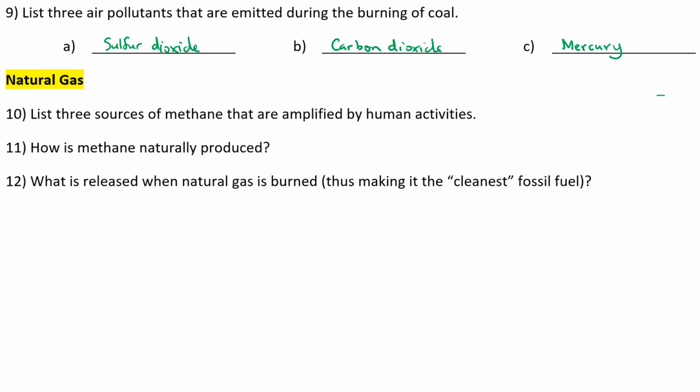10. List 3 sources of methane that are amplified by human activities. So, animal agriculture. Remember, those cows' digestive systems, breaking down that food creates methane. Landfills, anaerobic decomposition. Again, without oxygen, creates methane. Biomass burning also produces methane.